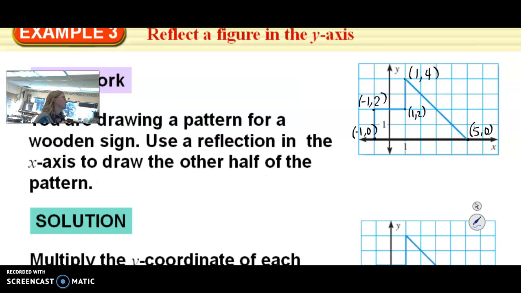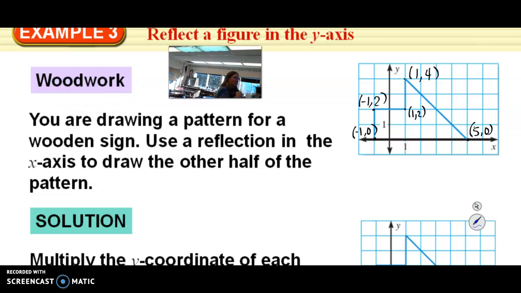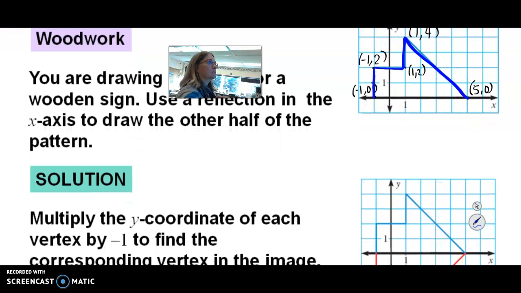Okay, so let's look at an example here. You are drawing a pattern for a wooden sign. Use a reflection in the x-axis to draw the other half of the pattern. So we're going to take this set of coordinates here. Let me draw that in a little bit better. We're going to reflect that over the x-axis. And then let's look at what happens to all of those coordinates.